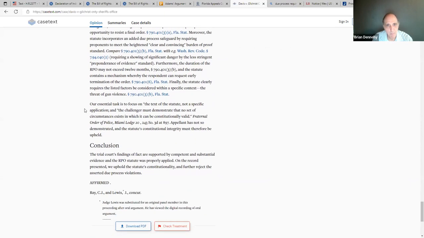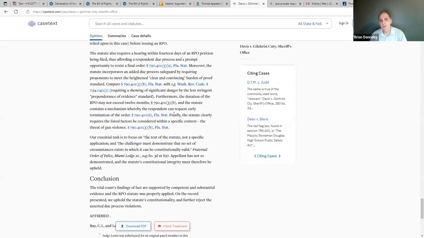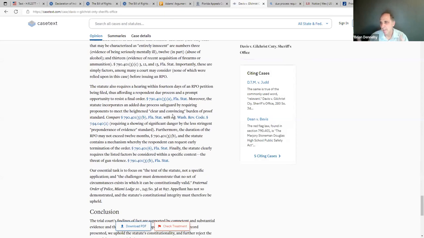So our essential task is to focus on the text of the statute, not a specific application. And the challenger must demonstrate that no set of circumstances exists in which it can be constitutionally valid, right? So it falls on the defendant. It falls on the respondent. So here's a person whose rights are taken away from him, and then it falls on him to prove that the statute is unconstitutional, right? And he was unable to do it.